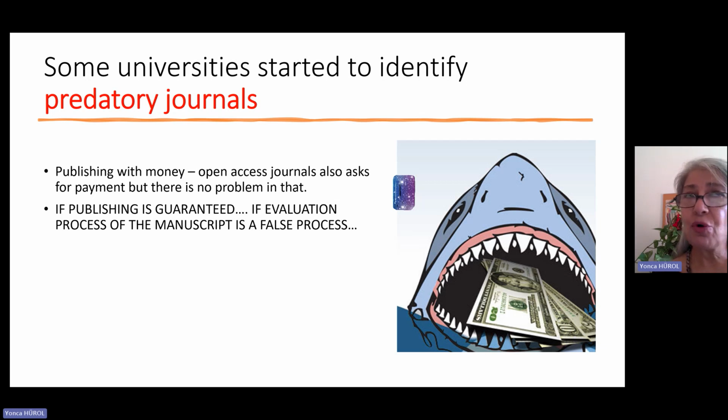The most important problem is about having the publication guaranteed. If the evaluation process of the manuscript is a kind of false process, then this is a very alarming issue. But you might not know this. The owners of the journal might know this. So I suggest to be careful about the presence of these predatory journals. It's not very easy to identify them.